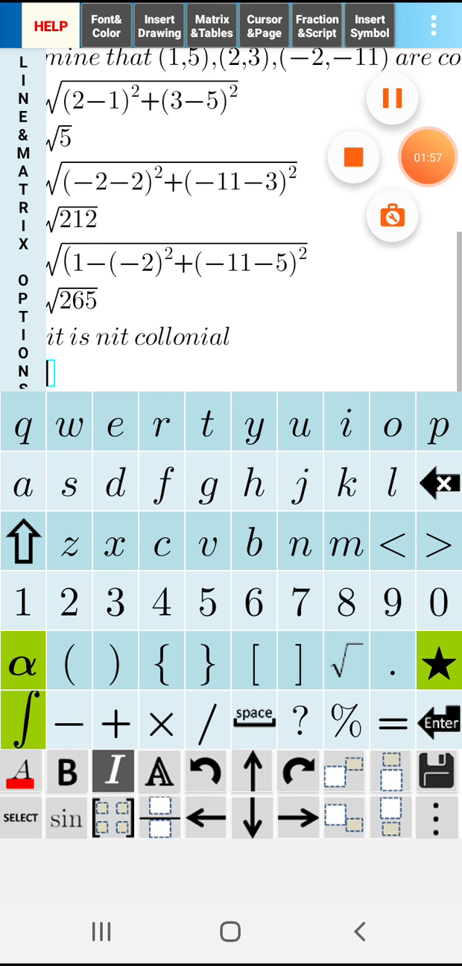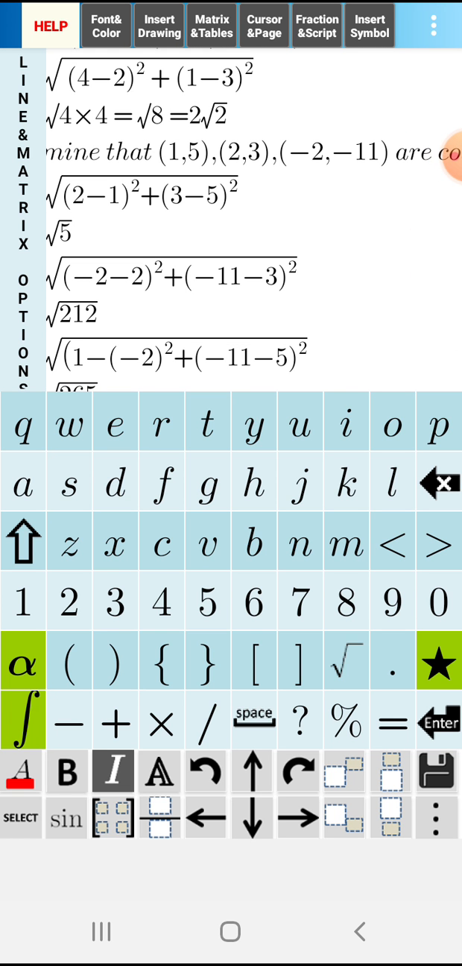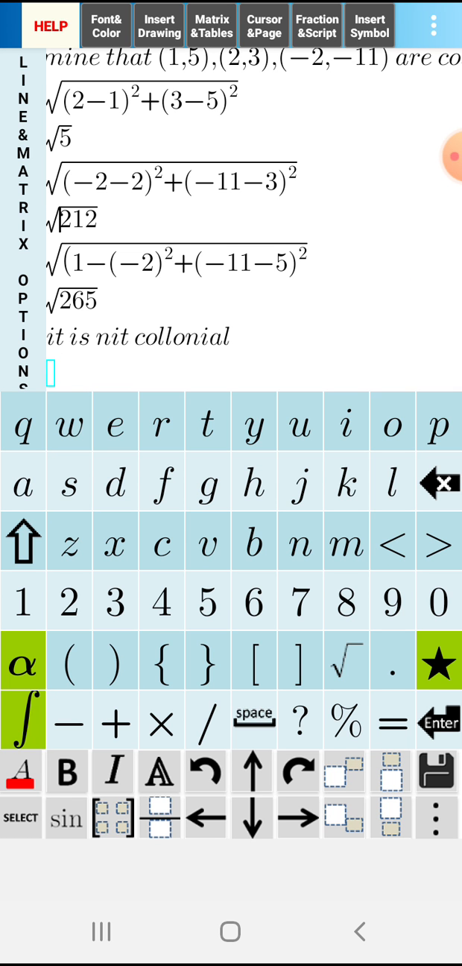And the questions are like this only. Here they have given three brackets, there they have given four brackets. So nothing else you have to do. (1, 5), (2, 3), then (2, 3), (minus 2, minus 11). If another bracket is given, that number also you should add, then that number and the first number. That's all. The other questions also they have given like this, so like this only you have to do and find the answer.